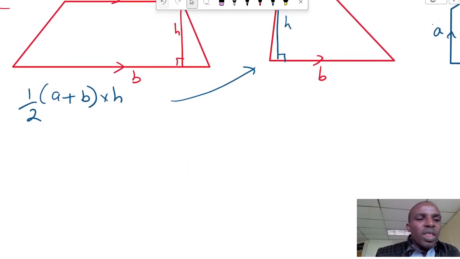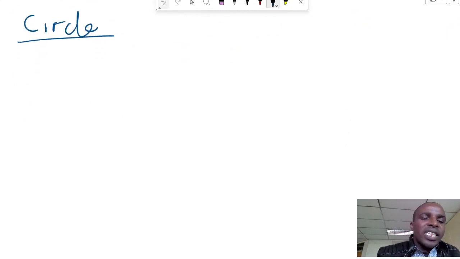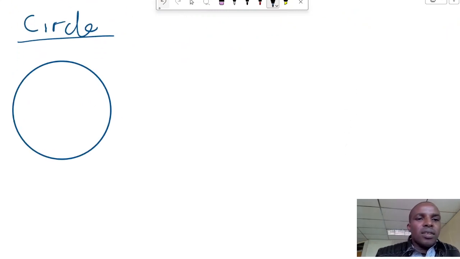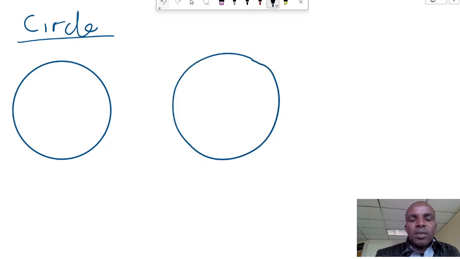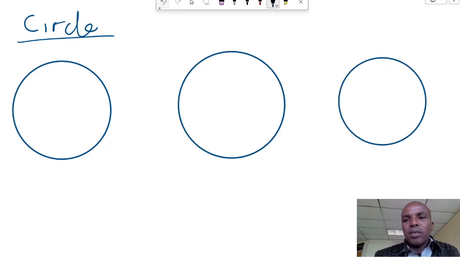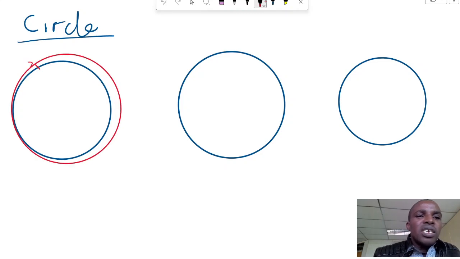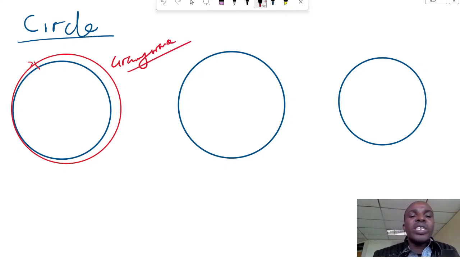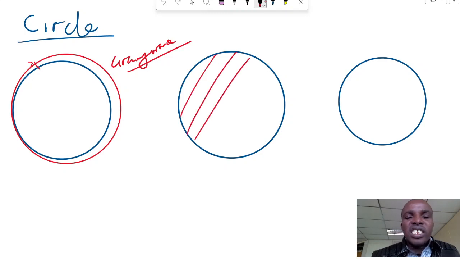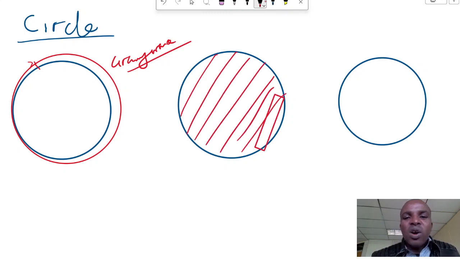Then next part, we have the circle. Circle is like this. So this first one, let me label some parts of this circle. This whole thing from this part to this part is called the circumference of a circle. The distance right around the circle, that's called circumference. Then if I shade inside, this part is called the area of a circle.